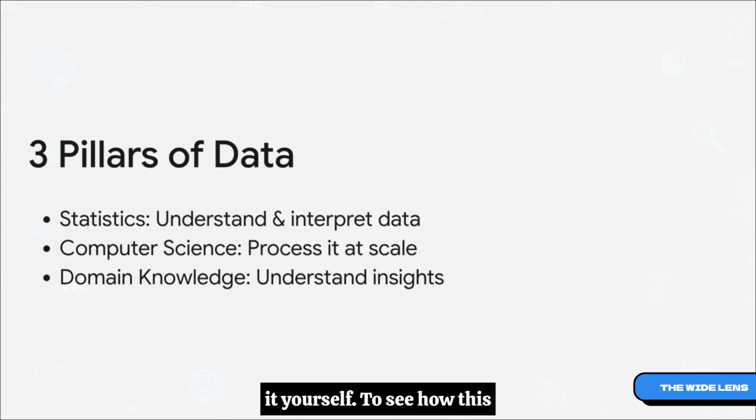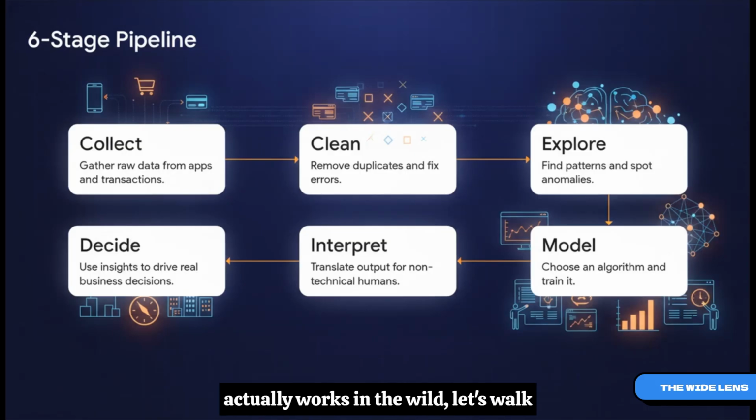To see how this actually works in the wild, let's walk through a real-world 6-stage pipeline using a food delivery app like Zomato. First, they collect raw data: orders, times, locations, the whole shebang. Second, they clean it. And actually, here's a pretty shocking fact. Data scientists spend 60 to 80% of their time just fixing errors and removing duplicates in this stage. It's totally unglamorous, but absolutely critical.